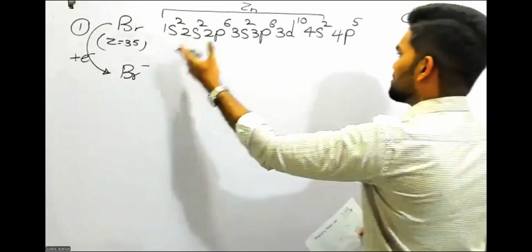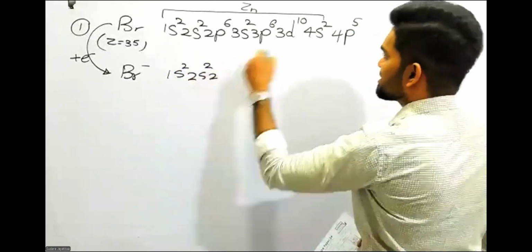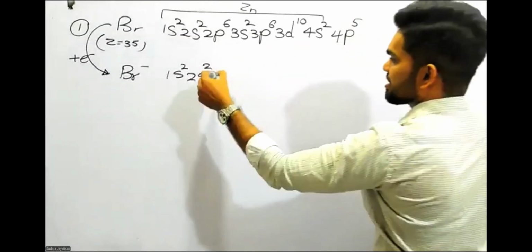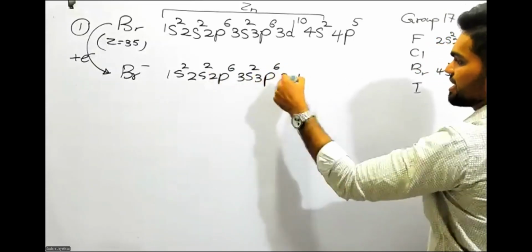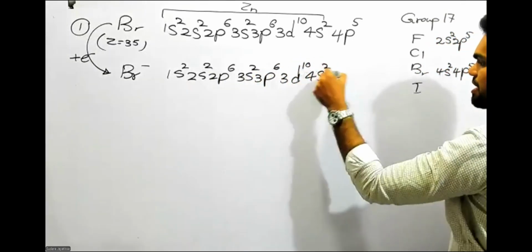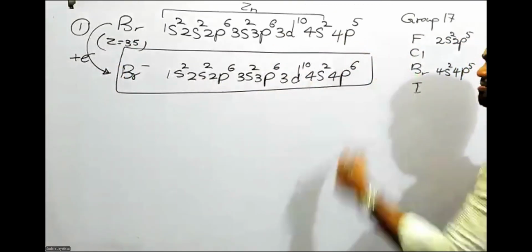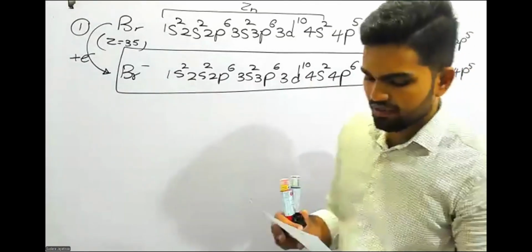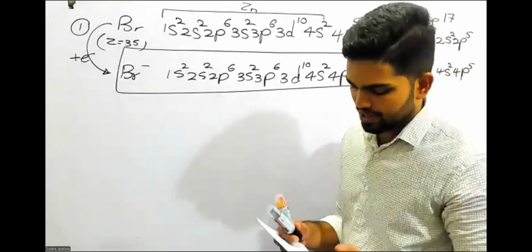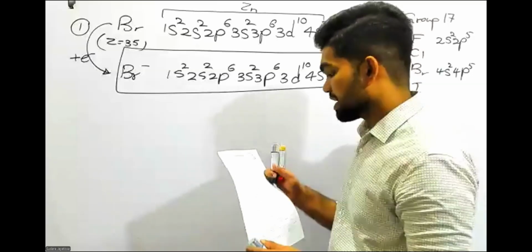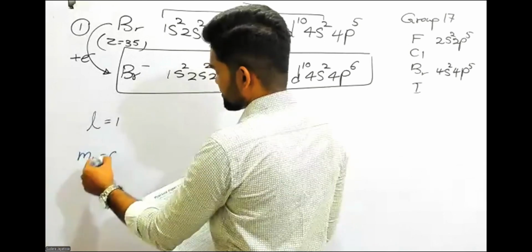So again, I'm repeating this here, but if it is in the exam, you can just erase this 5 and write 6. Understand? So 2p6, 3s2, 3p6, 3d10, 4s2, and 4p6. This is the electronic configuration we need for the question. Then look at what they are asking. So it's asking how many electrons are there that have L equals 1 and Ml equals 0.